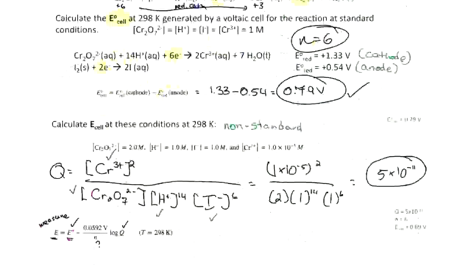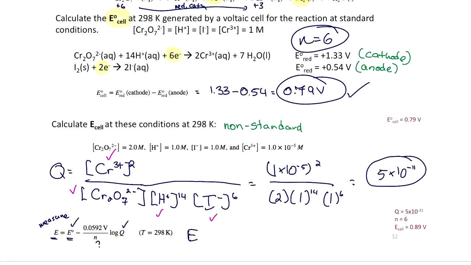Okay, so N is 6. So now we have everything. We just plug and chug. So E cell at these non-standard conditions is equal to 0.79 minus 0.0592 volts over N, which is 6, log of 5 times 10 to the negative 11. All right, and then you get that the cell voltage is, ooh, look, a little bit higher. We were able to get a little boost in voltage just by adjusting those concentrations. All right, so that's the strategy here.